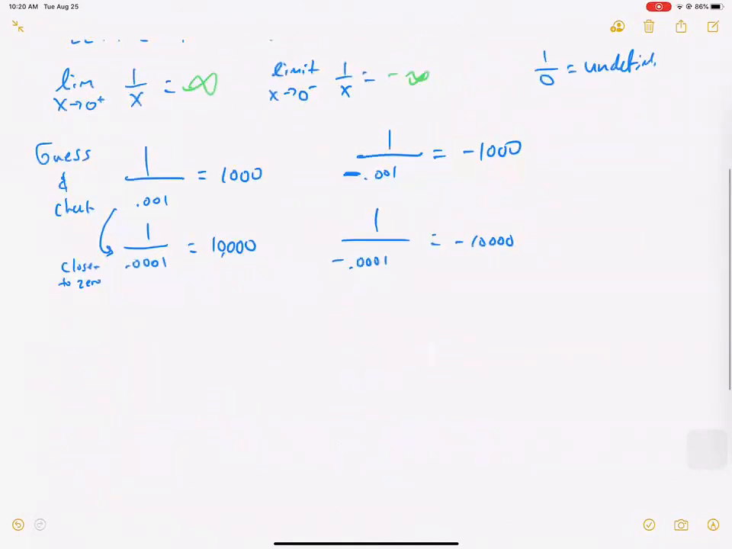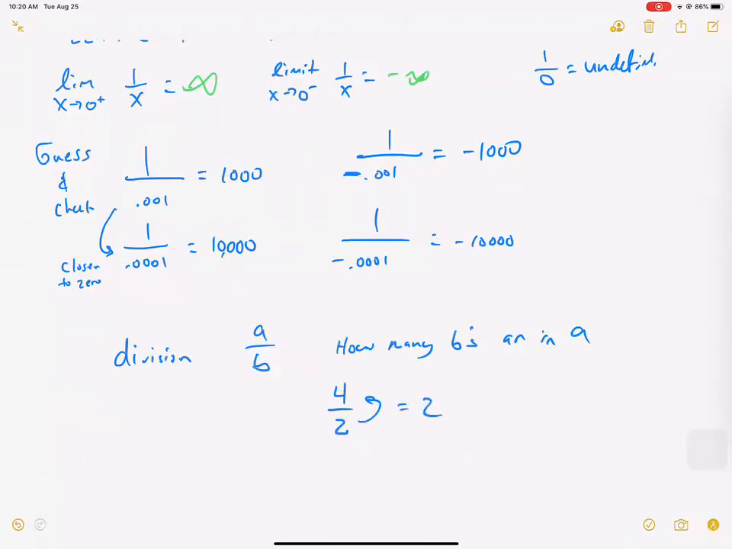If we talk about division in general, we say A over B. How many B's are in A? How many times does B fit into A? A simple example, 4 divided by 2. How many 2's are in 4? There are 2. How many 3's are in 9? There are 3.